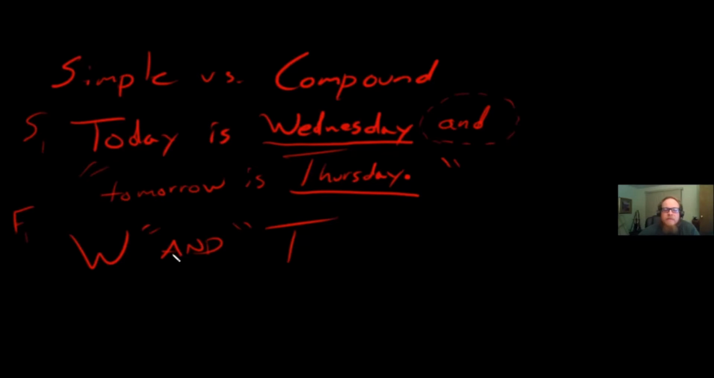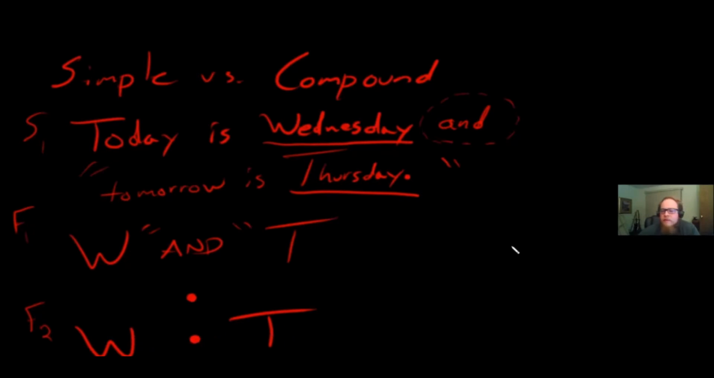Now, there's actually a formula for what this should look like. When we get into formal logic, the symbol for and that I'm going to use is a dot like this. So the way I could represent this whole thing as a formula is this: W dot T. So this is our fully functioning formula there. So what is W dot T? What does it mean? Today's Wednesday and tomorrow is Thursday.